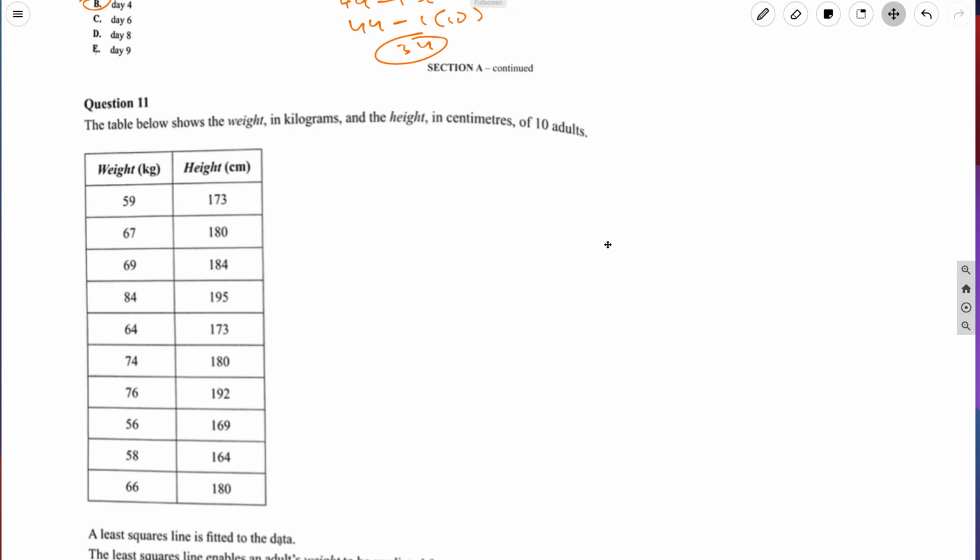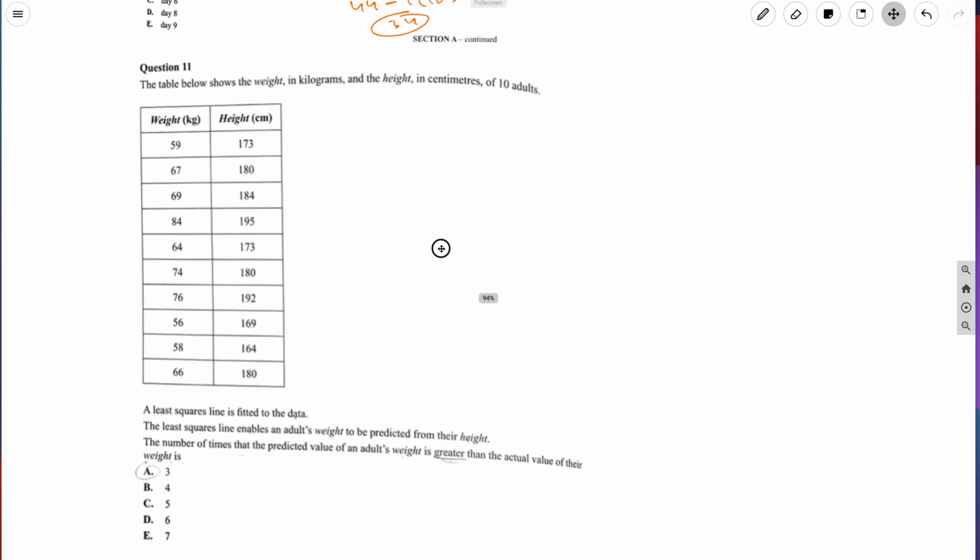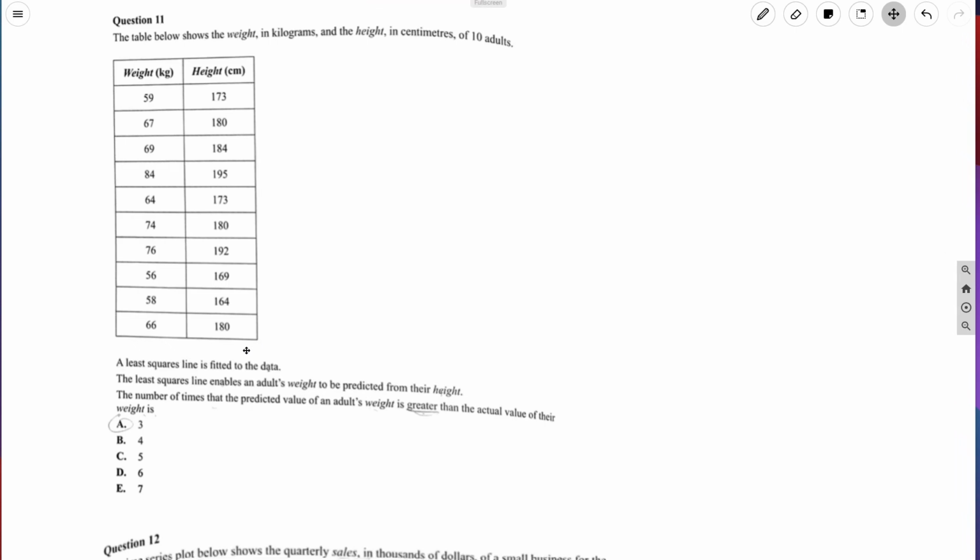11, the table shows the weight in kilograms and the heights in centimeters of 10 adults. A least squares line is fitted. The least squares line enables an adult's weight to be predicted from their height. So whenever they do that, from whatever follows the word from is X, so Y from X. The number of times that the predicted value of an adult's weight is greater than the actual value of their weight is. So that one, I would go for a scatter plot and look at how many dots are below the regression line, because it says predicted is greater than actual. So the line should be above the dot on the scatter plot.